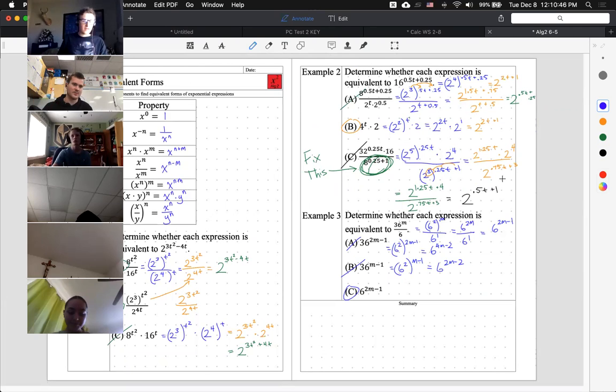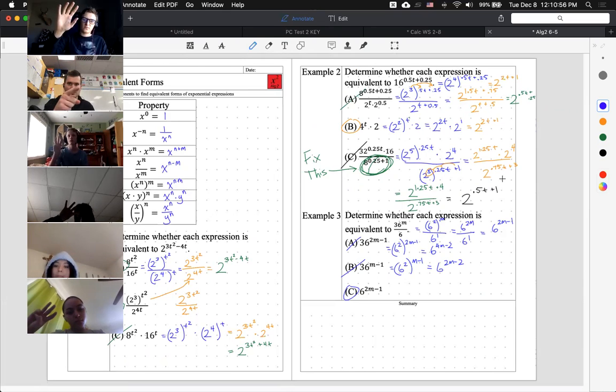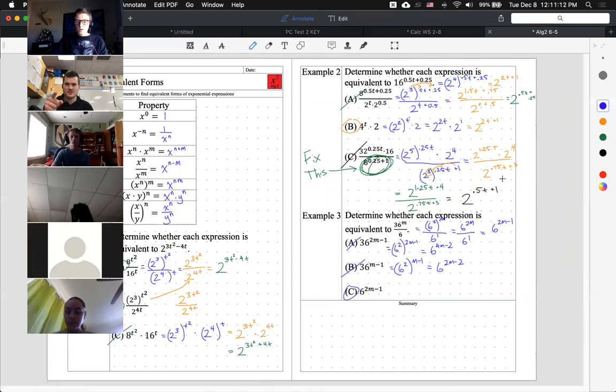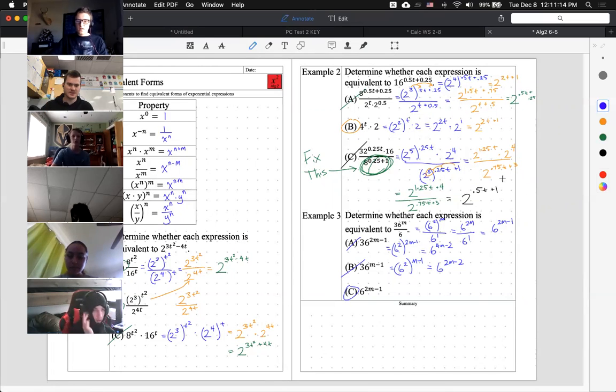Give me a fist of 5 on our objective for today. How well can you use rules of exponents to find equivalent forms of exponential expressions? 4, 4, 4, 4, 4, 4, thumbs up. Gunner, Josie, and Jessica are the only ones that I haven't seen. 3 for Gunner. 4 for Jessica. That concludes the notes. And that does today for algebra 2.